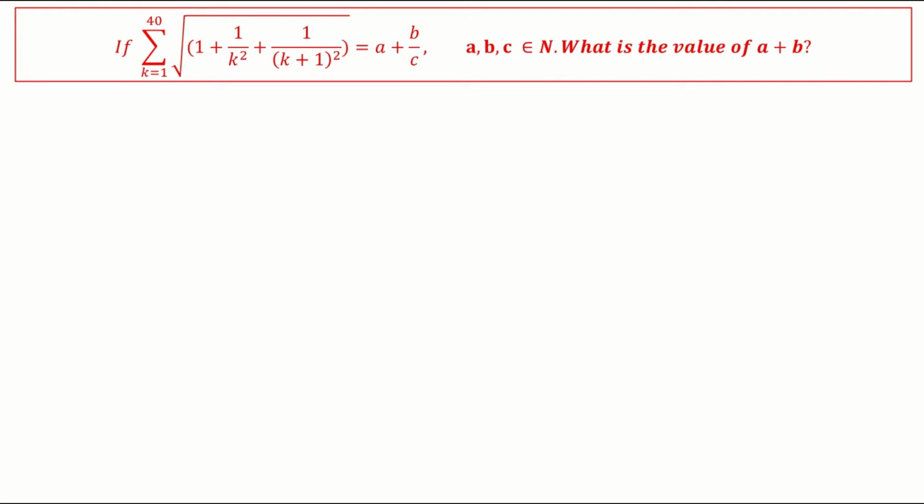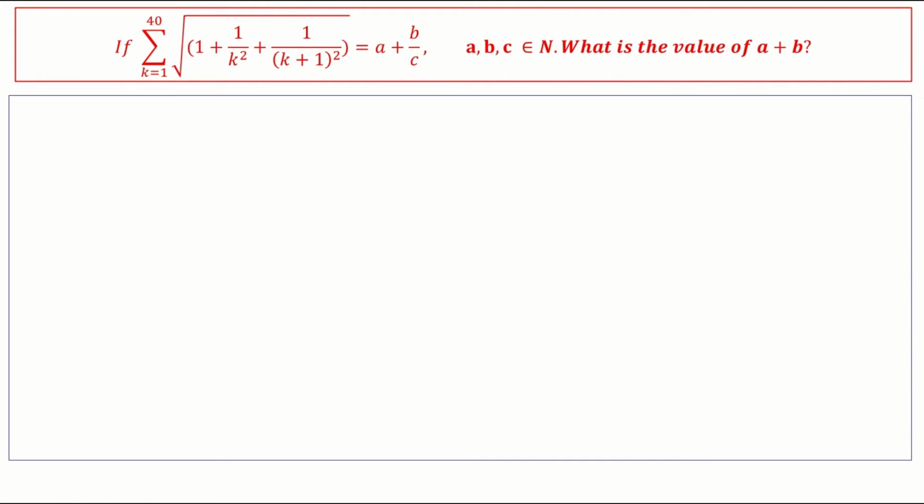Square root of 1 plus 1 by k square plus 1 by k plus 1 whole square equal to a plus b by c, and all a, b, c belong to natural numbers, then what is the value of a plus b? Okay. So for all such problems, which we also solved previously, we need to first simplify the sigma, whatever is the given value. Basically here in this case, square root of 1 plus 1 by k square plus 1 by k plus 1 whole square. We need to simplify this first. Okay, only then you will get the answer easily.